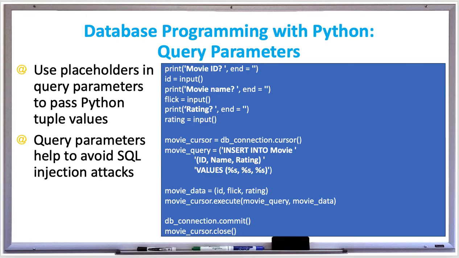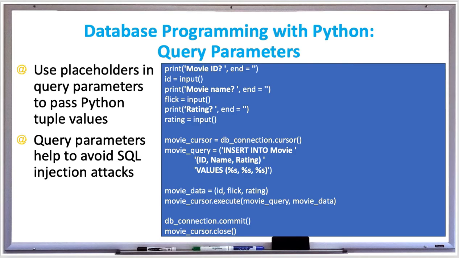So in this example, we are receiving input for a movie's ID, the name of the movie, and the rating. And those are stored in the variables ID, flick, and rating. And then we create the cursor for the database connection. And then in movie_query, that is the insert string that we're going to execute on our database. But notice that rather than inserting the actual values in the parentheses after the word values, instead of having ID, comma, flick, comma, rating there, we're using placeholders instead, which are going to get substituted with the data later on when we execute it. So in the next line of code, movie_data, that's being assigned to the tuple of data which we received from user input.